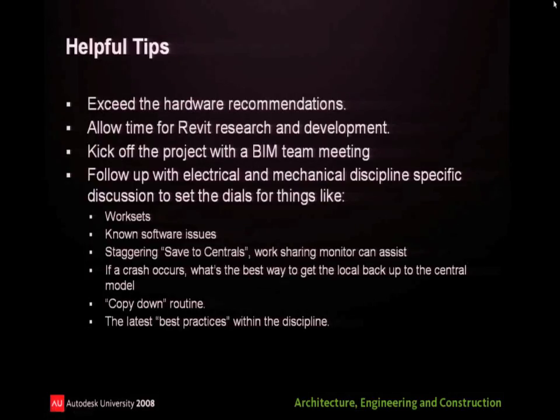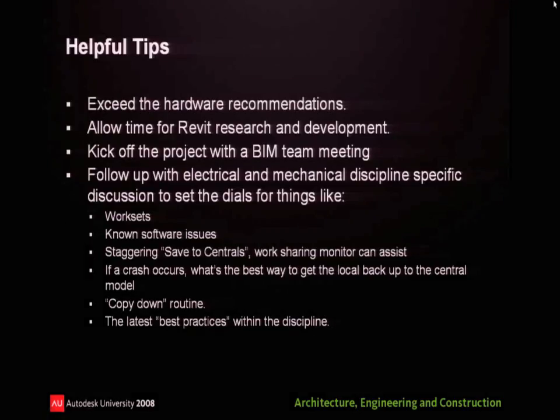Number one is exceed the hardware recommendations if possible. Number two is a big one: allow time for Revit research and development. You're investing your company's time in going to a new platform. Allow the people who are experts in electrical engineering and mechanical to continue that implementation by looking at how we can make our BIM better. Keep them together. Allow them time to go to the websites, to talk to other companies like us, and to find out what the best practices are for that day.